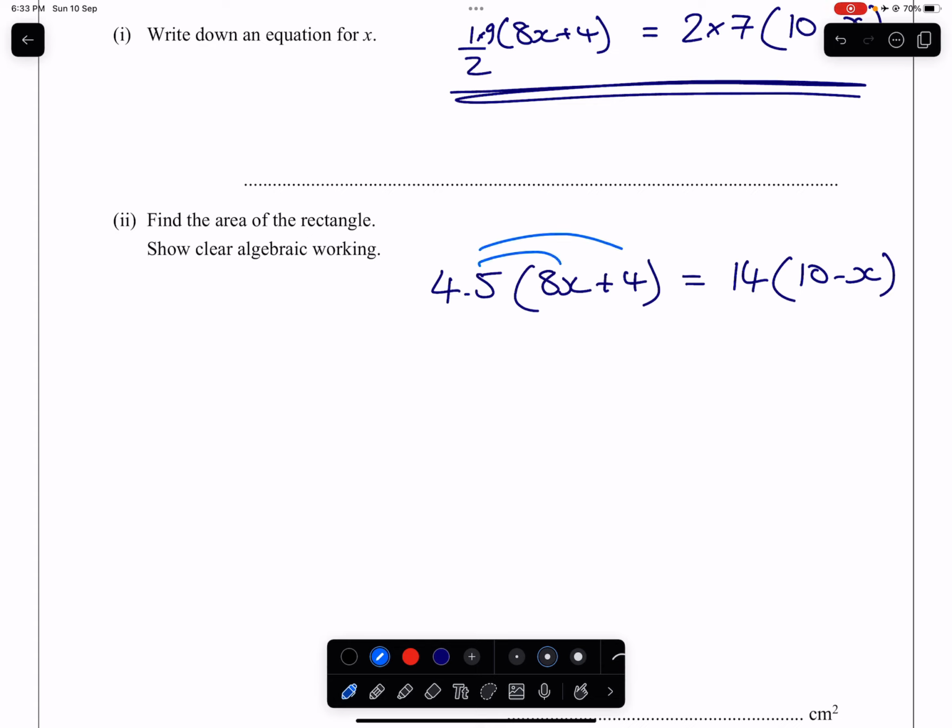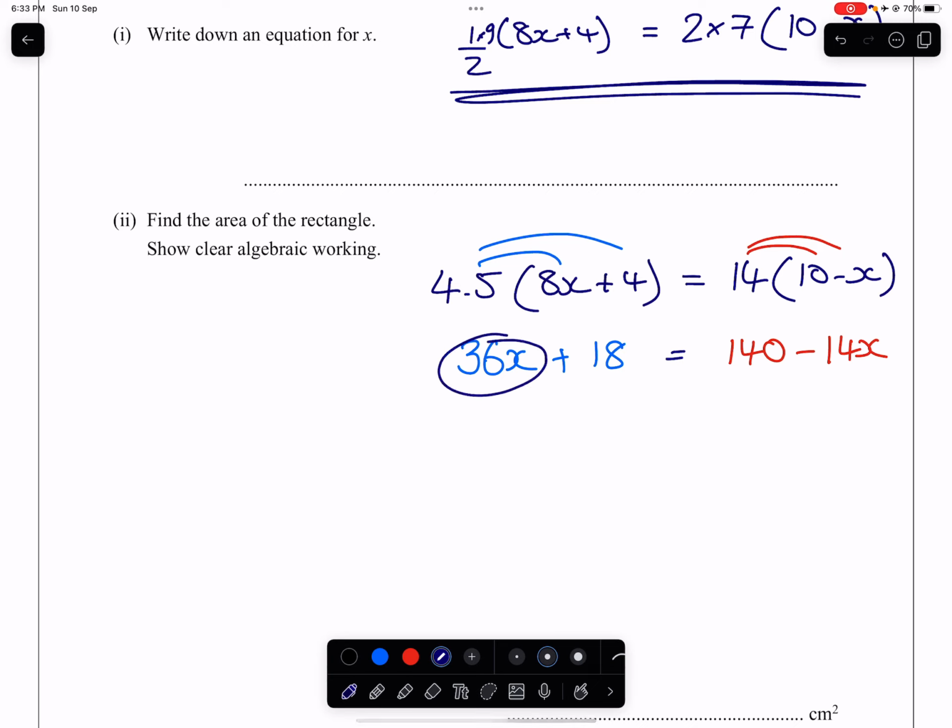Multiply these two together, 4.5 times 8x will give us a 36x, and then 4.5 times 4 is going to give us 18. And on the other side, we'll have a 14 times 10 for 140, and we'll have a 14 times negative x for a negative 14x. To solve this equation, we first of all need to get the letters on the same side. There are more of them on the left, so it makes sense to add 14x to make the x's disappear on the right.